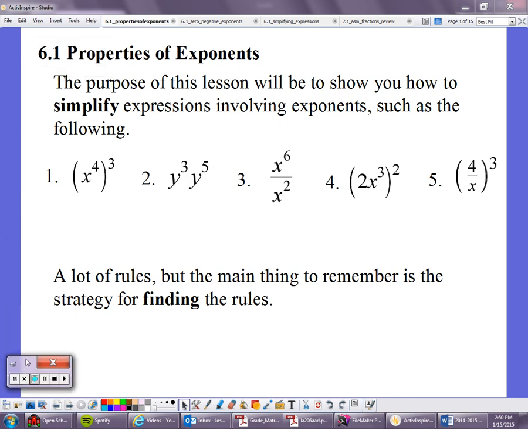Alright, in this video, I'm going to break this lesson up into 5 parts. The whole lesson is going to be to show you how to simplify expressions involving exponents. So when you simplify them, make them simpler, and they're all going to have exponents in them.